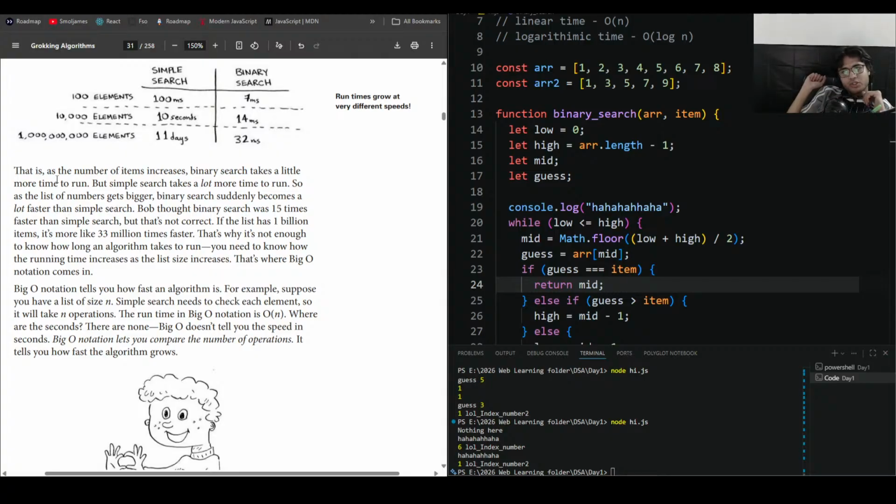It's not enough to know how long an algorithm takes to run. You need to know how the running time increases as the list size grows. That's where big O notation comes in. Big O notation tells how fast an algorithm is. For example, suppose you have a list of size n.